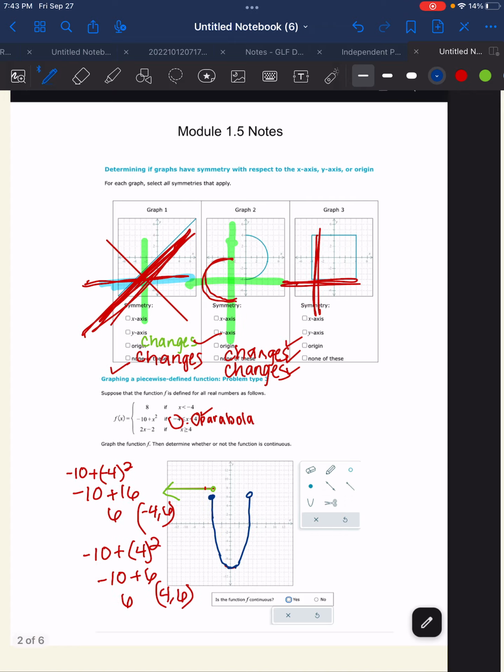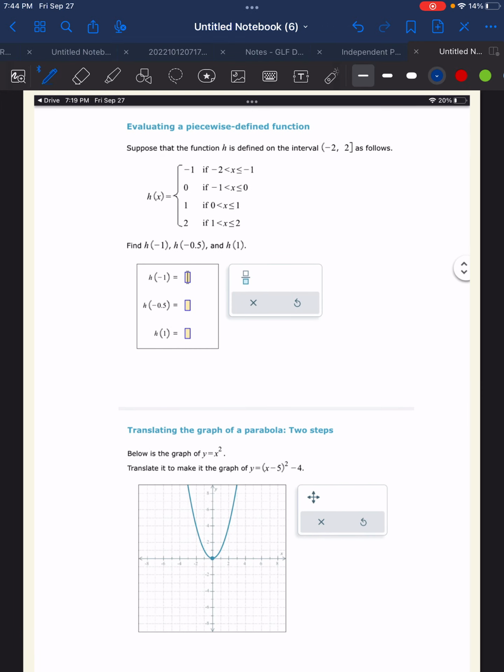All right. Number 3. Suppose that the function h is defined on the interval -2 to 2 as follows. The reason why they do not start at -2, but they include 2, is because this is saying everything greater than -2. So that's why we got -1, 0, 1, and 2. This is saying including 2 and less than.